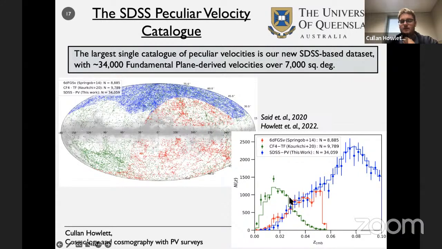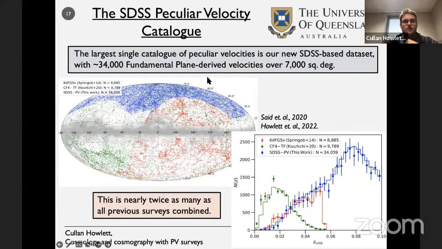And you can see that these are really quite complementary data sets. The Cosmic Flows Tully-Fisher methodology works best at very, very low redshifts, but provides a lot of objects down there. And then the 6-degree field and also the SDSS surveys are both fundamental plane samples, and they tend to work best at high redshift. And the new SDSS catalog really extends our coverage to higher redshift here. In particular, this one catalog is nearly twice as many as all previous surveys combined. So before this, we had just 6dF and Cosmic Flows 4.